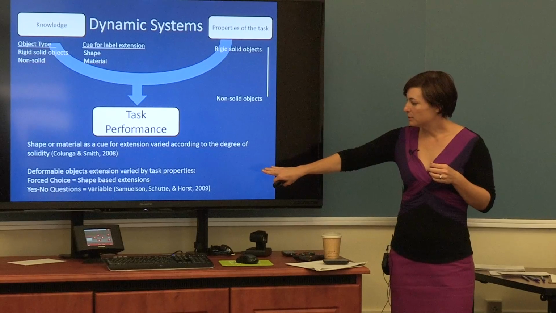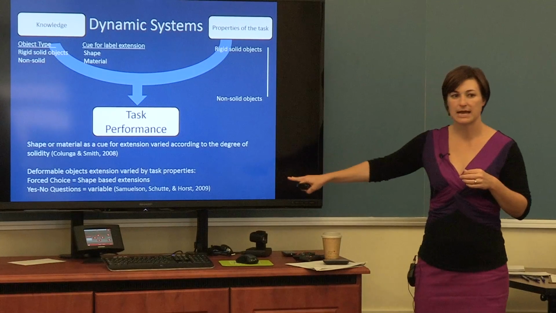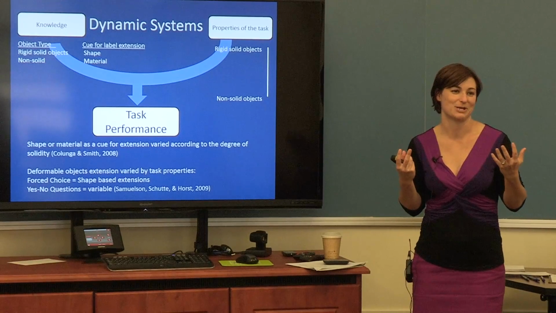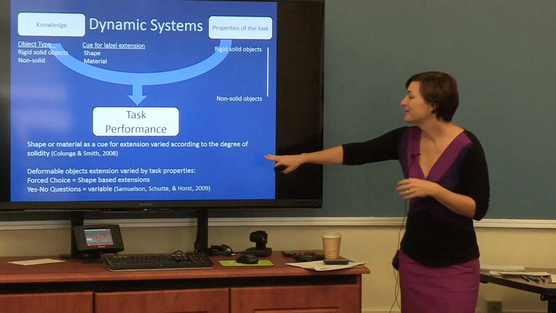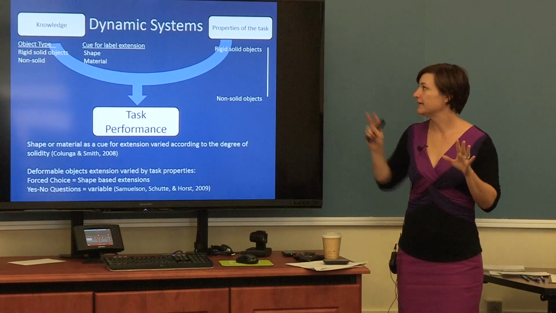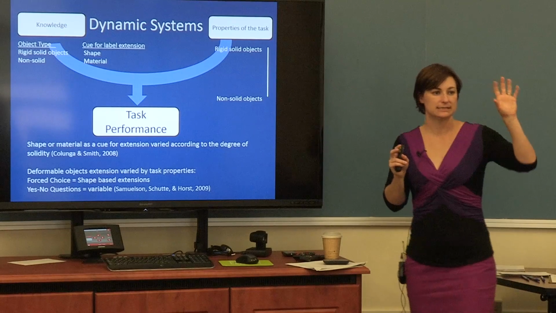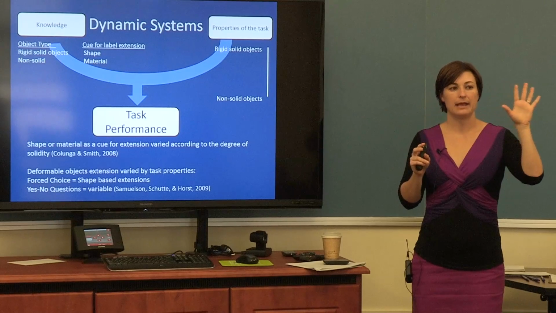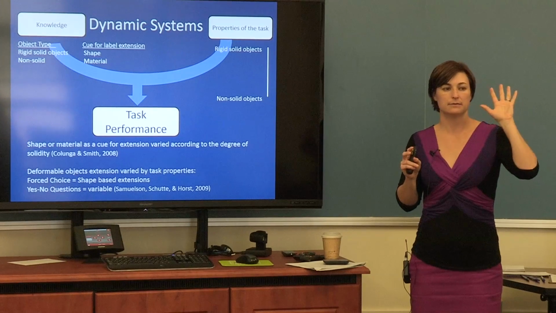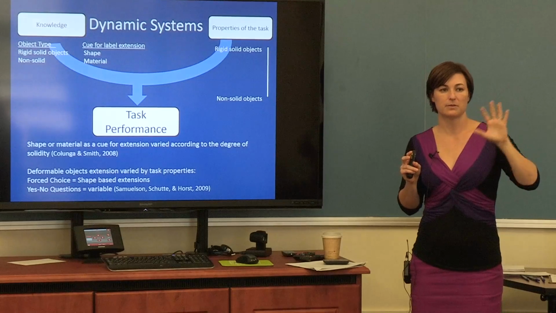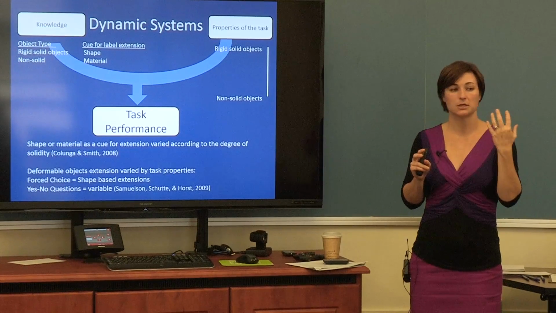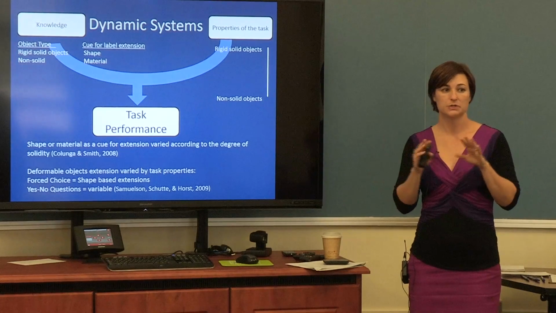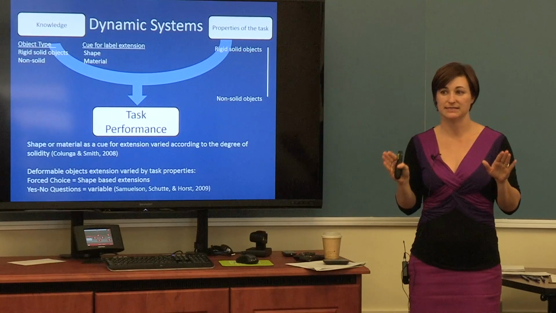And another research study that came out of Larissa Samuelson's lab at Iowa, they found a more robust interaction, I want to say, to highlight the point I'm trying to make. So what they did was they presented two different tasks. So they had solid objects, deformable objects, and non-solid objects. And they presented the task, and some of the children, when they were asked about the label extension, were asked in a forced choice question format, and the other group of kids were asked in a yes-no format. So all that's changing is how you're asking the test question.